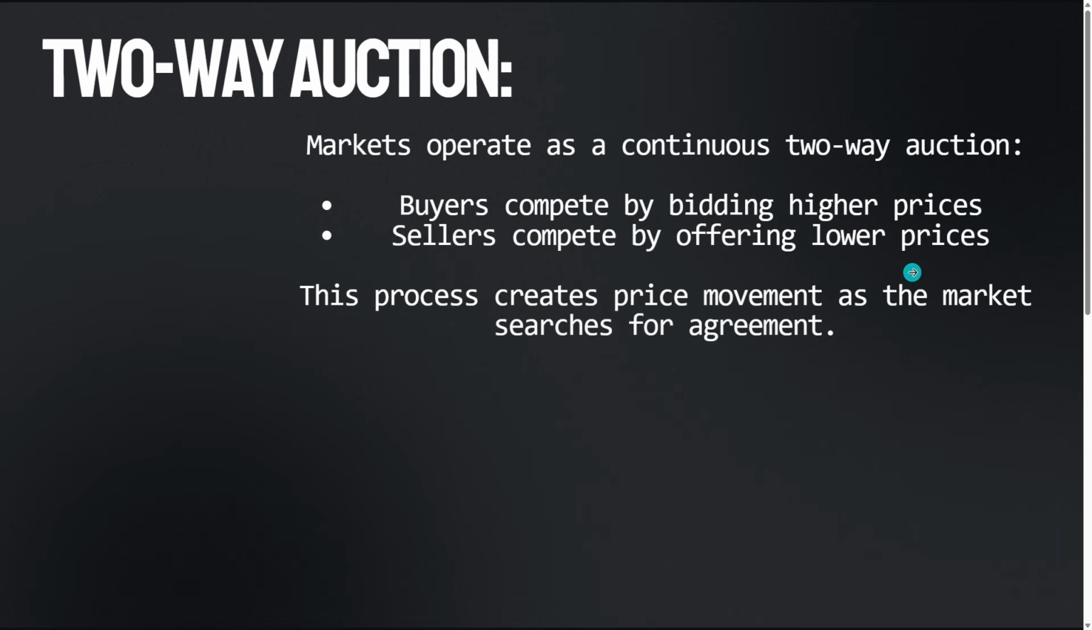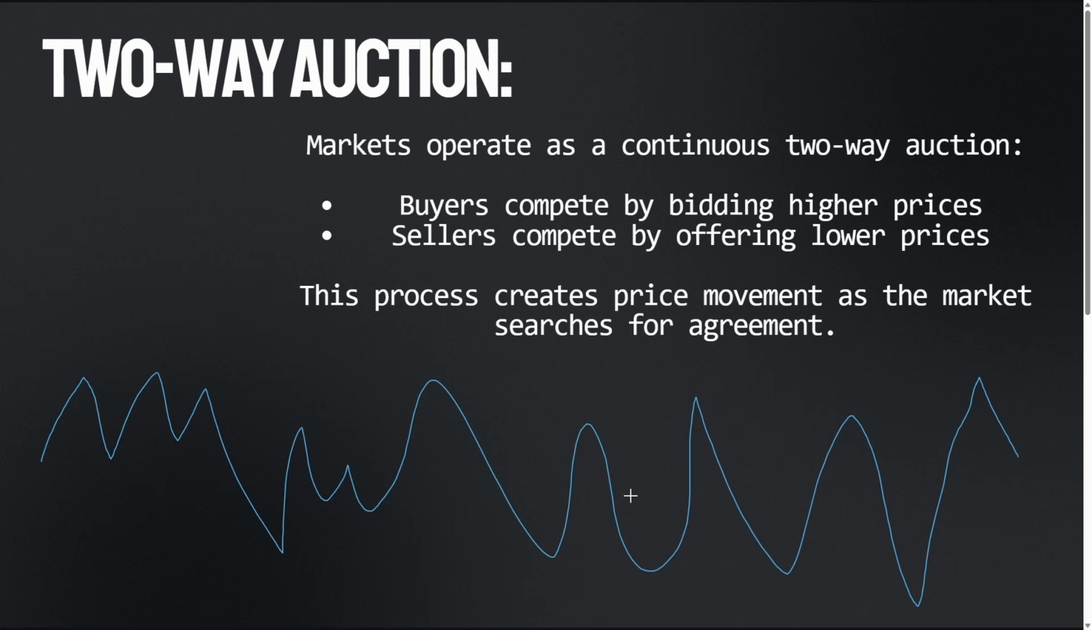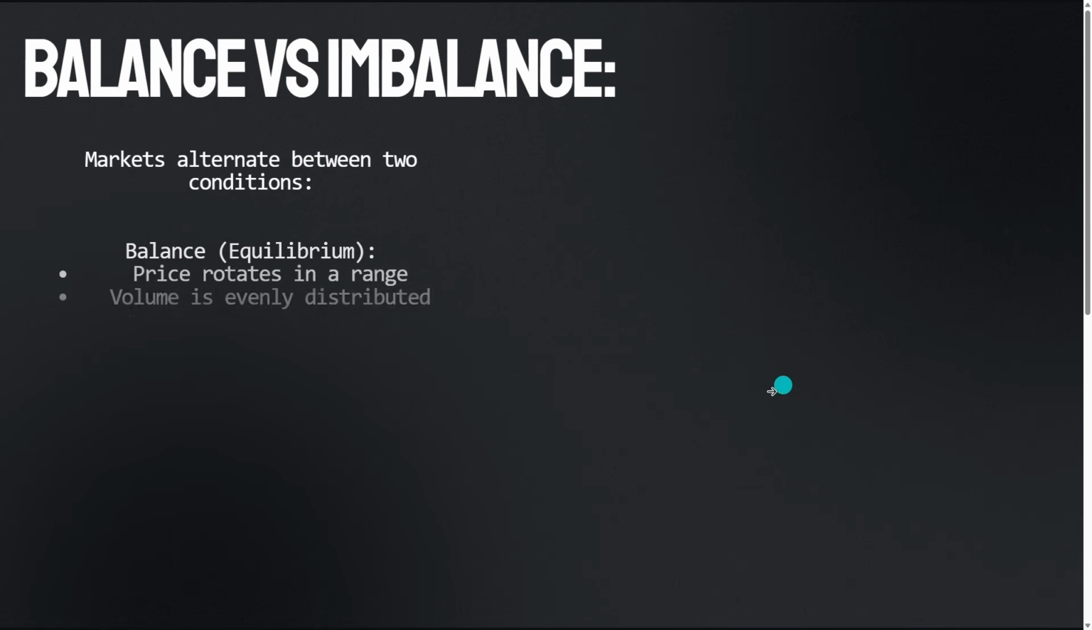Now, understanding the two-way auction that I mentioned, it's a continuous two-way auction, where buyers compete by bidding higher prices, and sellers compete by offering lower prices. That's where they gain their advantages over each other. This process creates movement as the market searches for agreement. However your markets move, all this is buying and selling: selling at these highs, buying at these lows, and then, for example, continuous selling or continuous buying. That's how the auction functions, and that's what gives you the prices on the chart you're looking at.